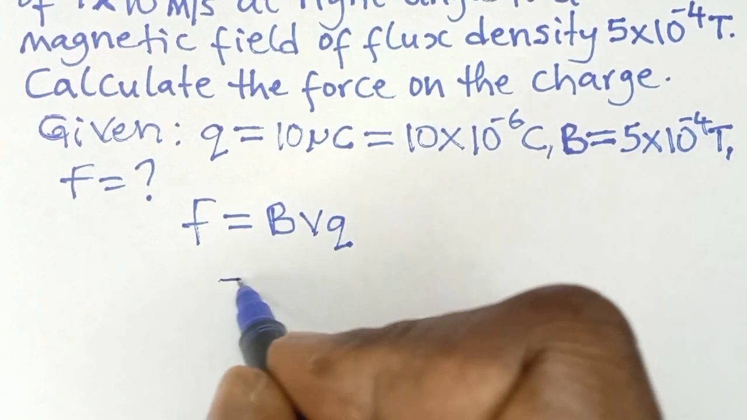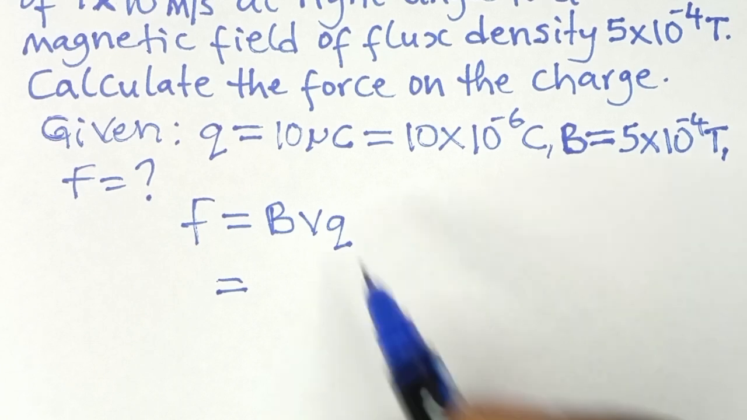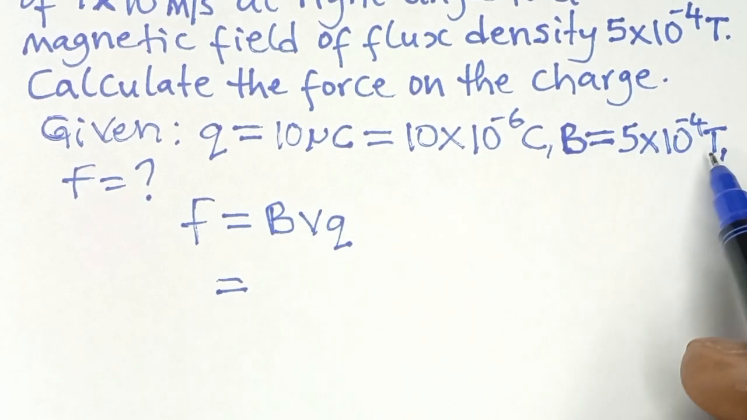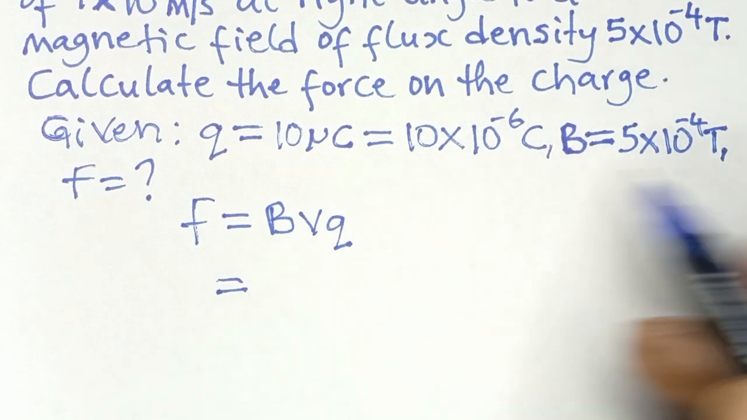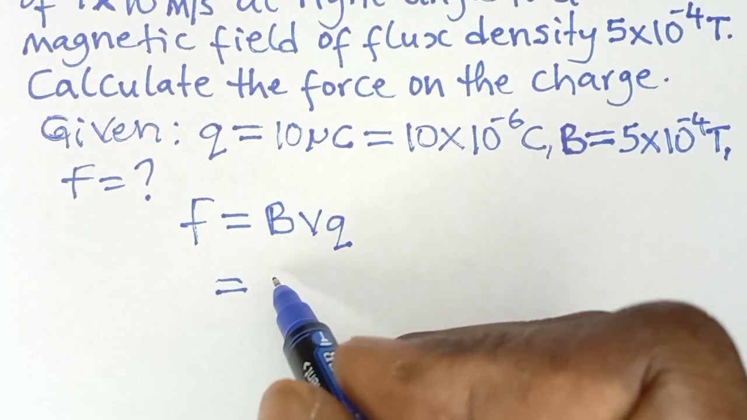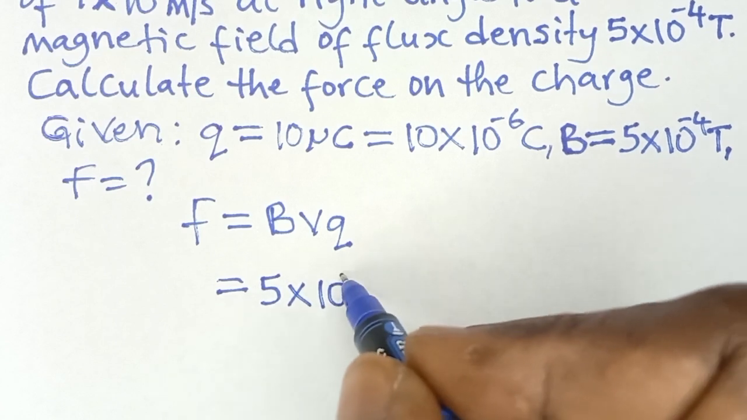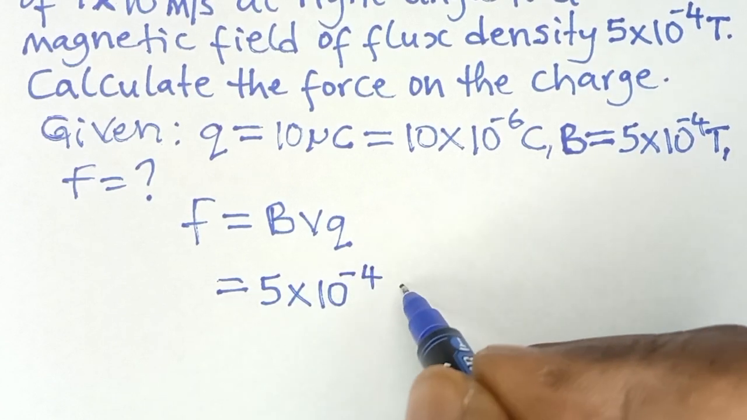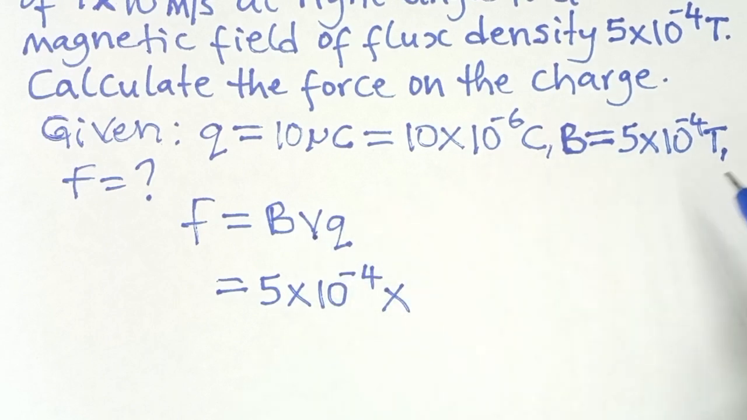So I can now substitute the values given to us in the question. So B is the magnetic flux density, and that will be 5 times 10 raised to power minus 4, multiplied by V, the velocity. Sorry, I didn't write that value out. The velocity from the question.